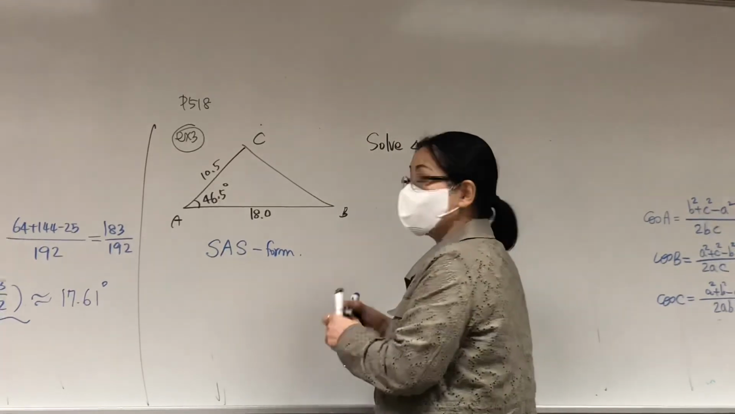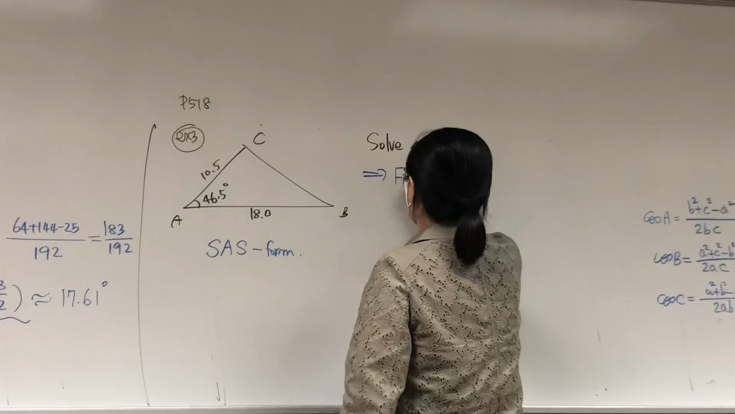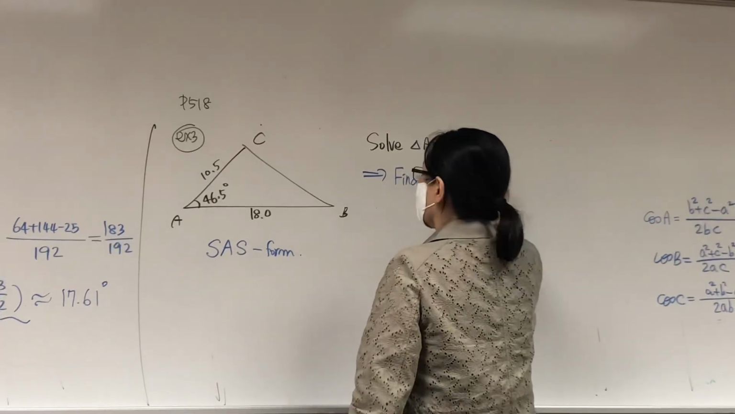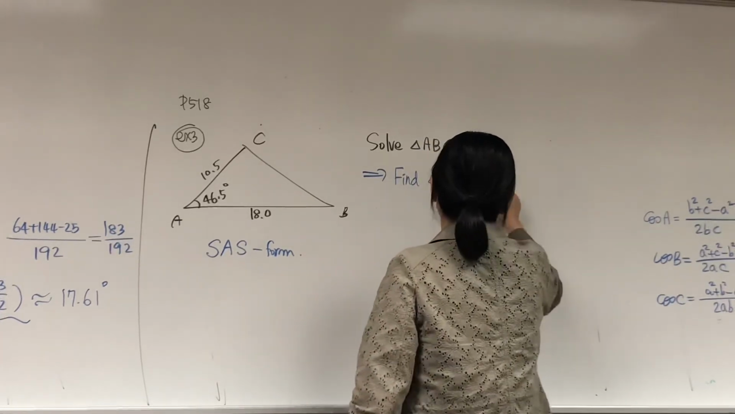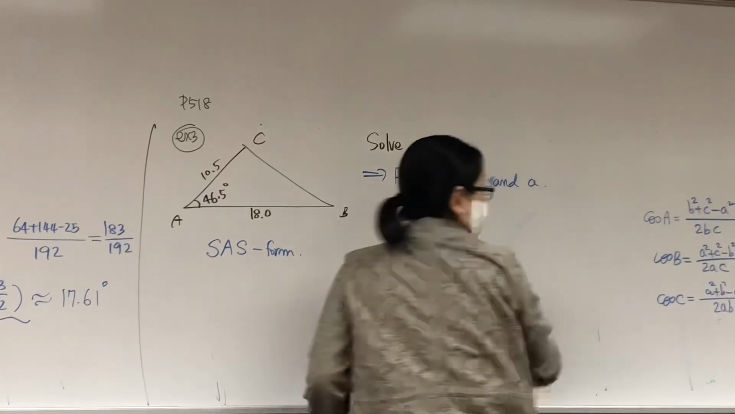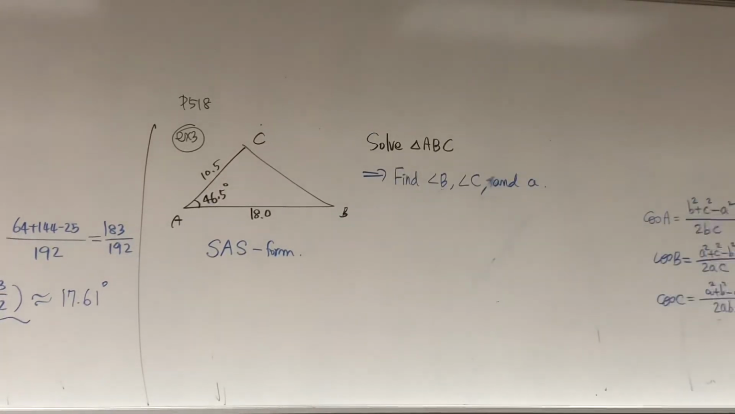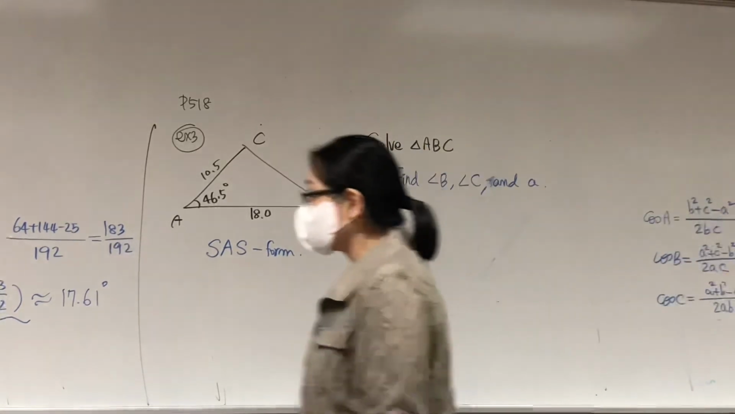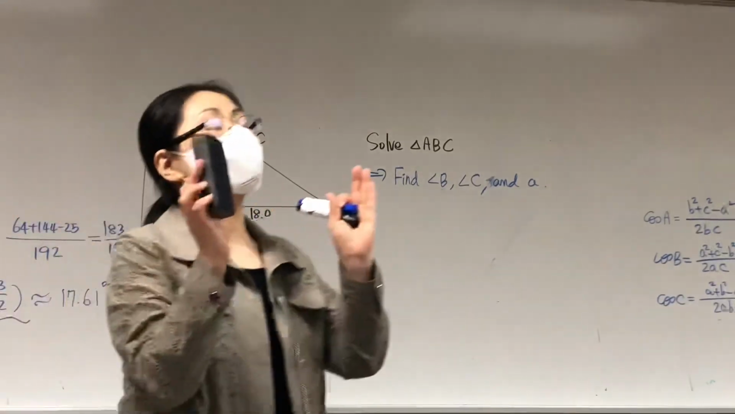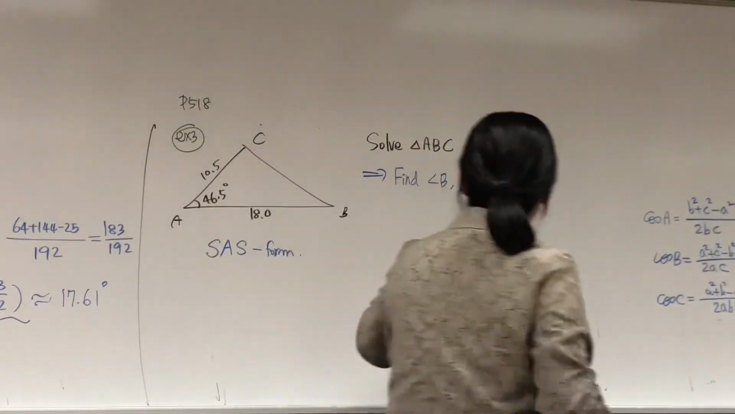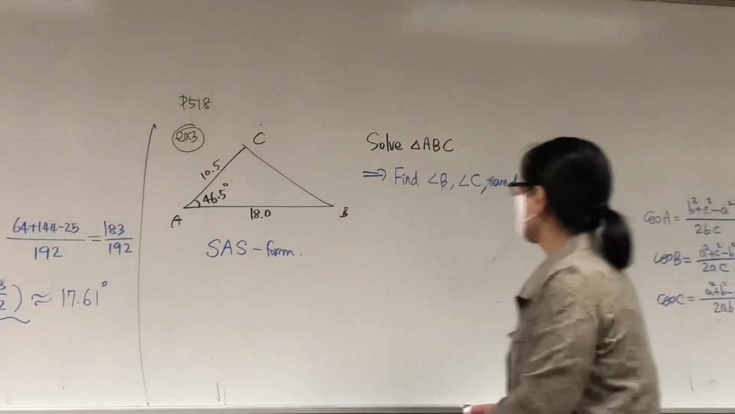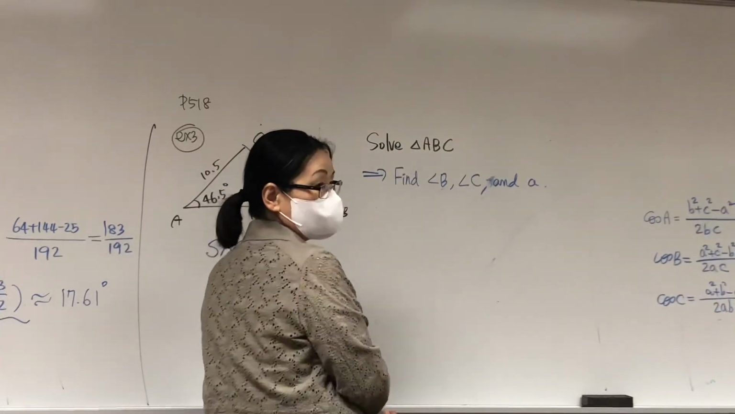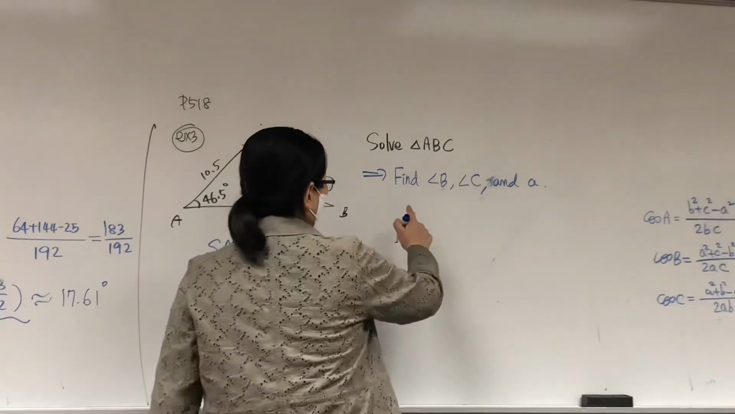So we need to find what? Find angle B, angle C, and length A. Yes? What do you want to do? How to start first? You have to make a plan and then go. So what do you need? Cosine A.